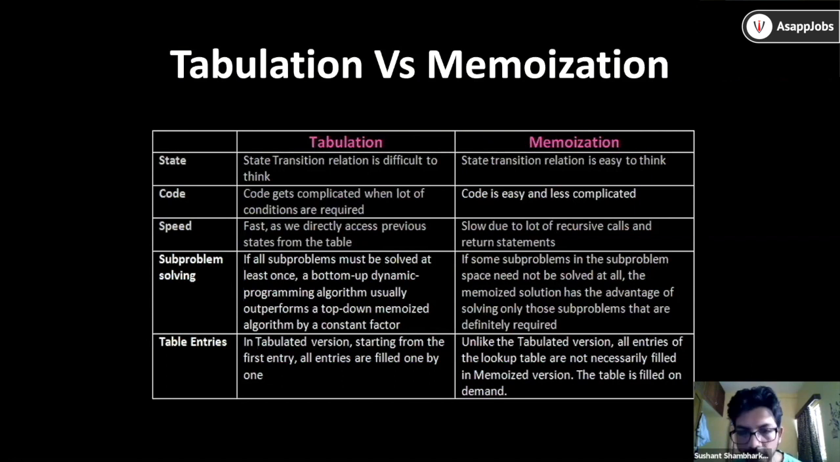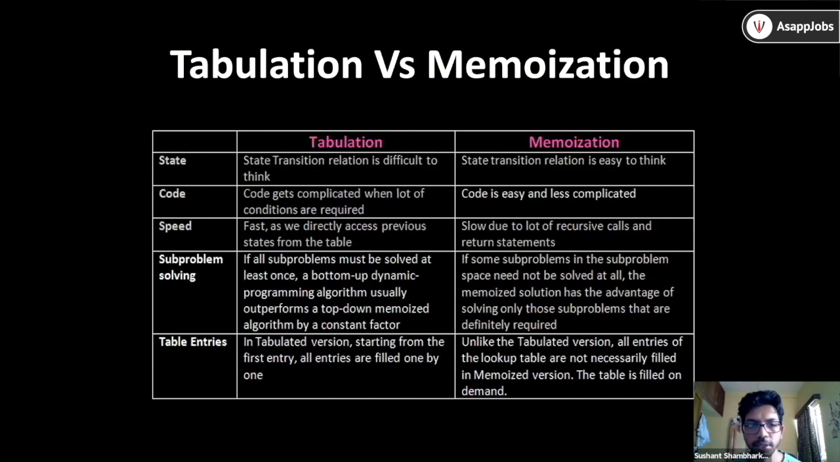And if some subproblems in the subproblem space need not be solved at all, the memoization solution has the advantage of solving only those subproblems that are definitely required. If you want to search the whole subproblem space, then it's better to use the tabulation method. And if the problem is such that you may not have to use all of the subproblem space, then it's better to use the memoization method.